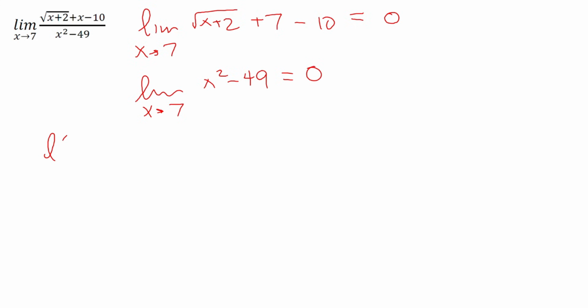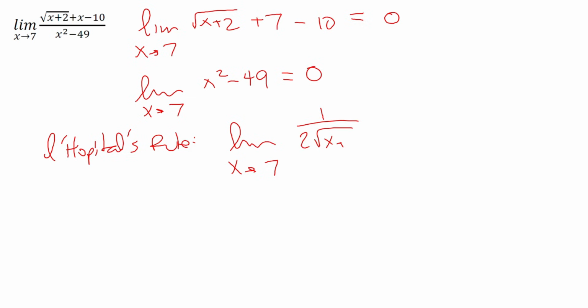Therefore, we can use L'Hopital's rule to write this as a limit as x approaches 7 of the derivative of root x plus 2, which is 1 over 2 root x plus 2, plus the derivative of x, which is 1, and then the derivative of the minus 10 is 0, all over 2x, right? The derivative of x squared minus 49.